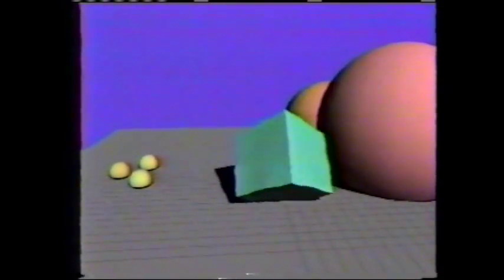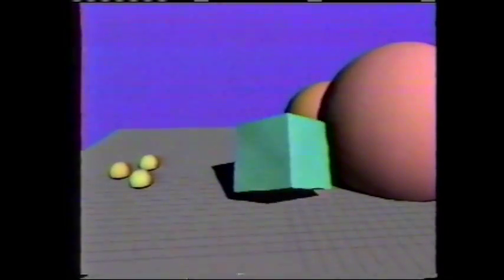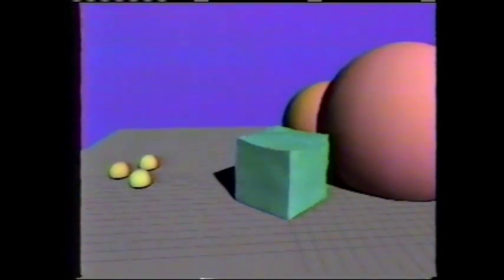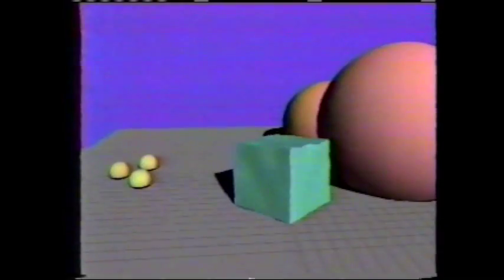Internal forces are calculated based on the deformation of the cube from its rest position. Dynamic constraints are used to keep the cube from penetrating the table.